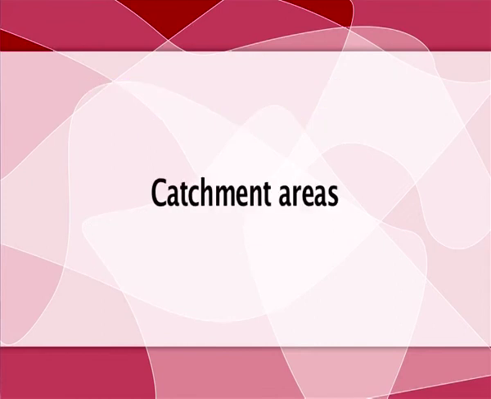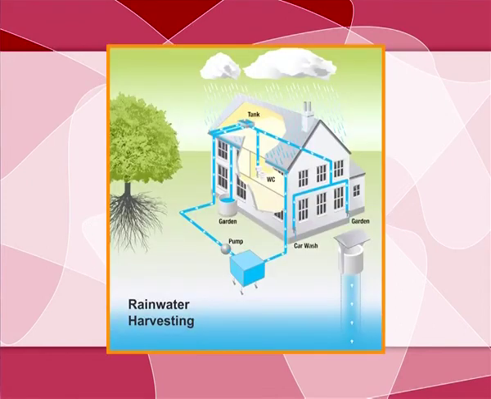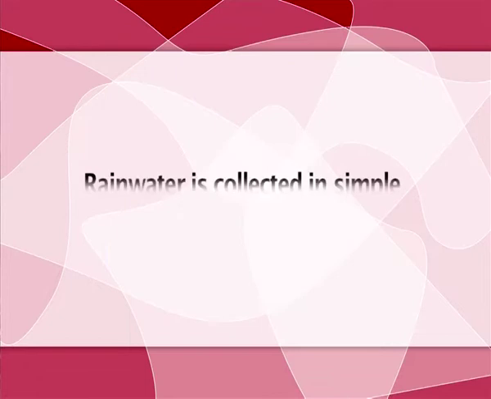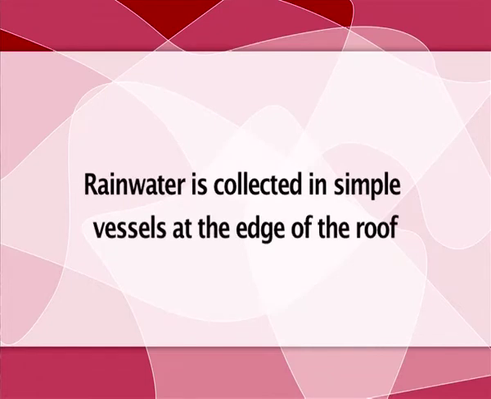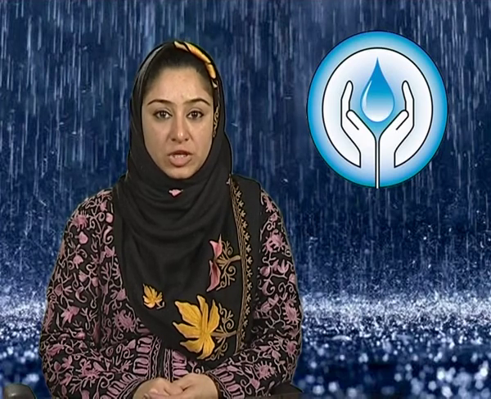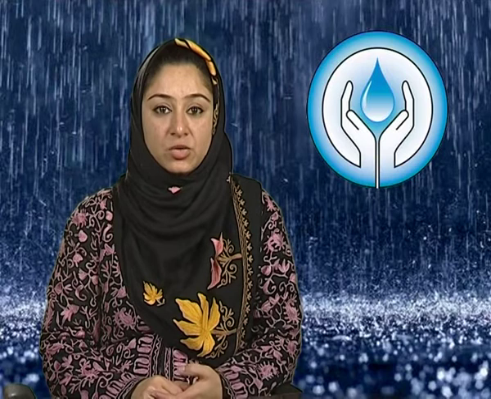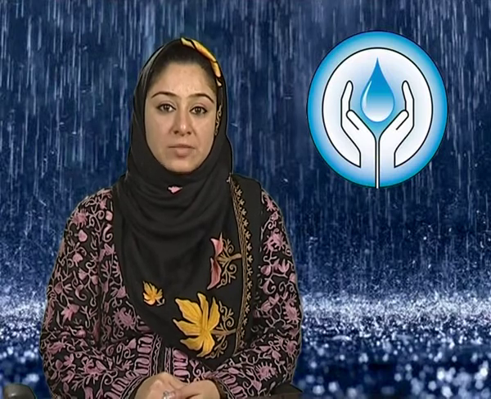Firstly, the catchment area, which includes rooftop catchment. Rainwater is collected in simple vessels at the edge of the roof. Variations on this basic approach include collection of rainwater in gutters which drain to a collection vessel through downpipes constructed for this purpose. As the rooftop is the main catchment area, the amount and quality of rainwater collected depends on the area and type of roofing material.